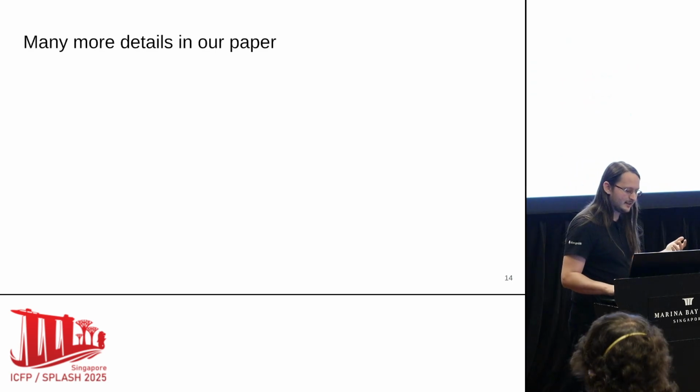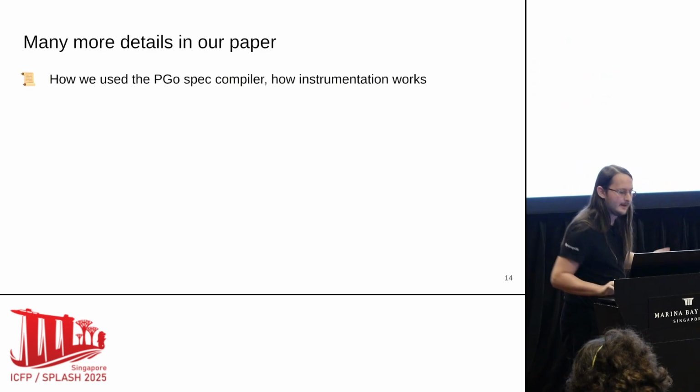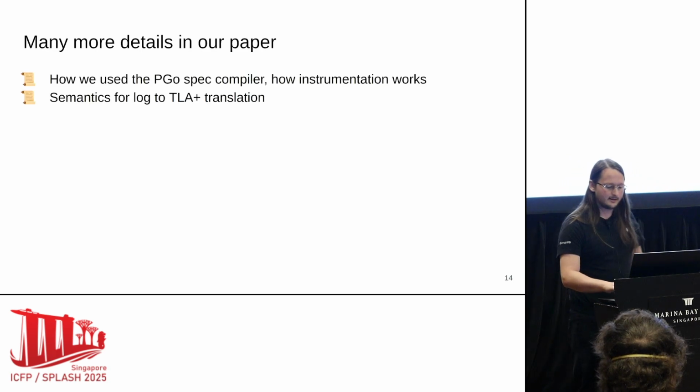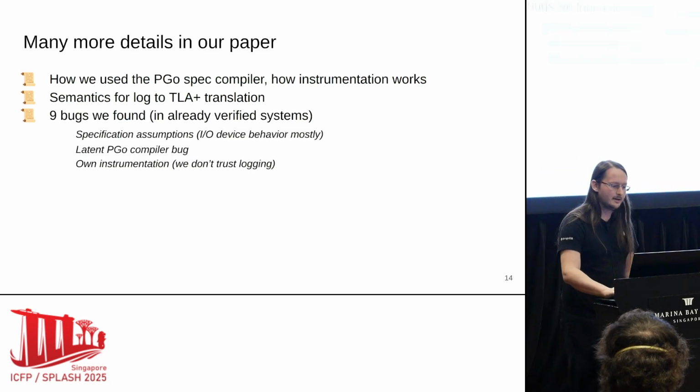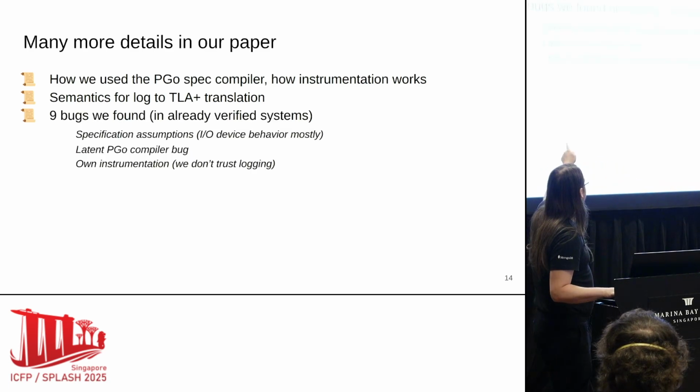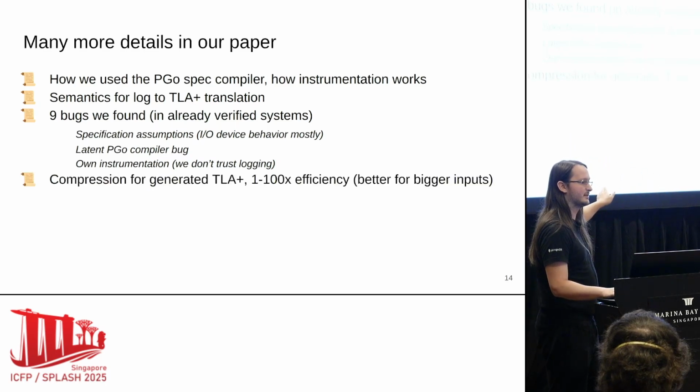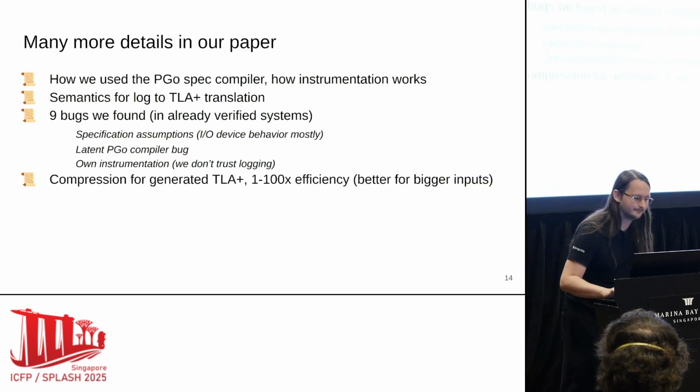So there are a lot of other details in our paper that you can check out. For example, there's how Pigo is instrumented. There's the complete formal semantics of our translation. There's 9 bugs that I will try to talk about maybe one of. And there's a compression scheme for our generated TLA+, which is normally very big.